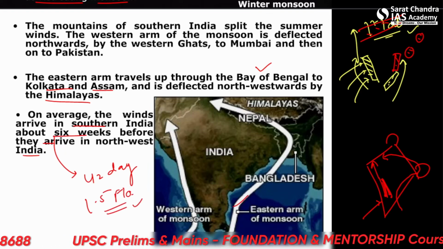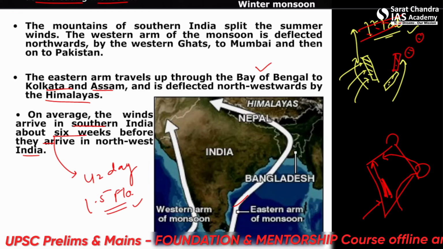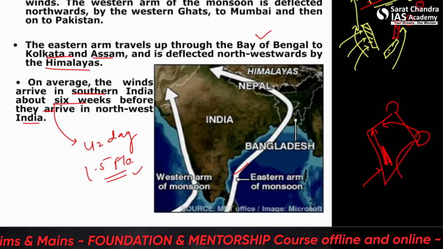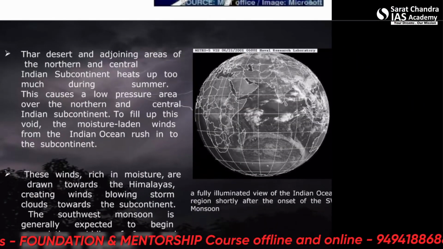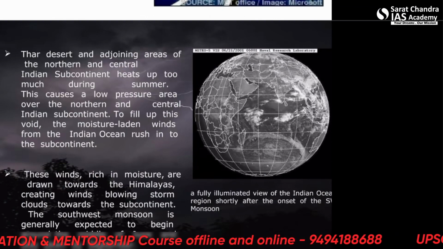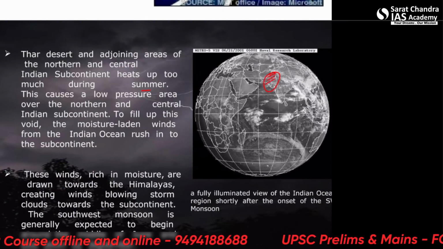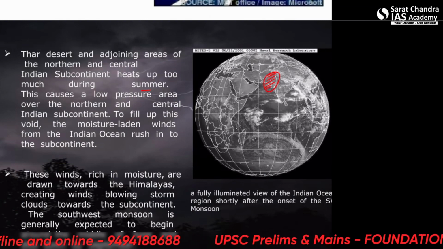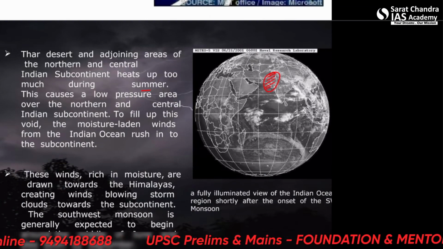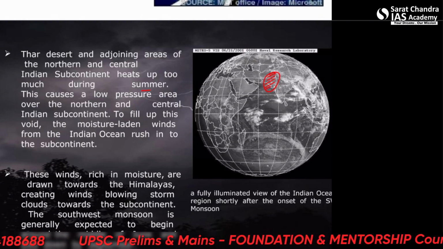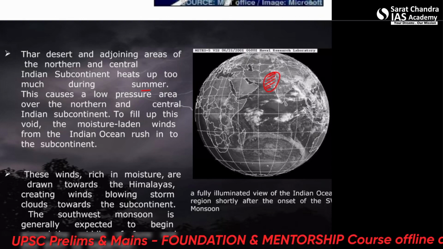Alright. So this we have already seen. Now let's get back towards this monsoon. So the Thar Desert and adjoining areas of the northern and central Indian subcontinent heat up too much during the summer. Alright, here we can see the Thar Desert area. So this causes a low pressure area over the northern and central Indian subcontinent.